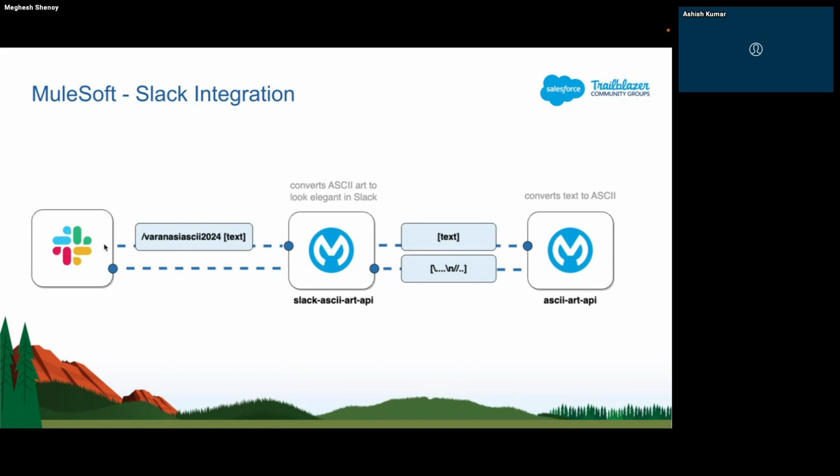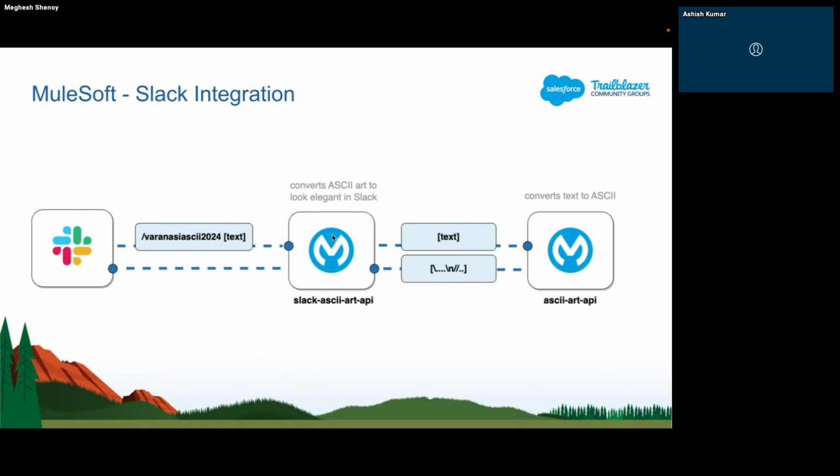So we see we have Slack over here. In Slack, there are something called slash commands. So basically, whenever we enter some name or whatever slash commands we have configured, we also send a text over here. Now we built two different APIs, right? So we have the Slack ASCII art API and we have an ASCII art API.